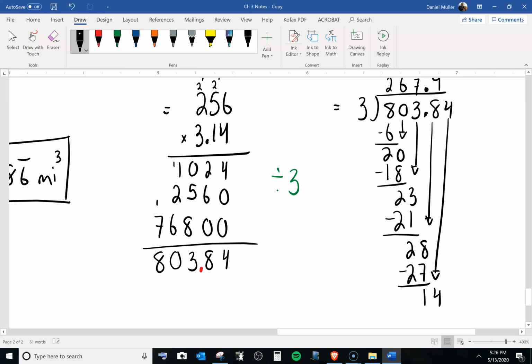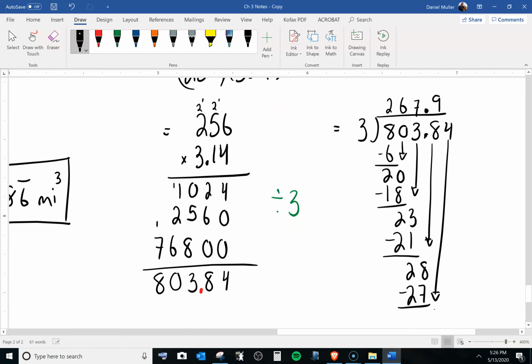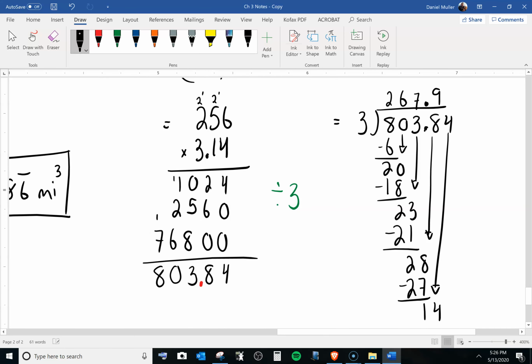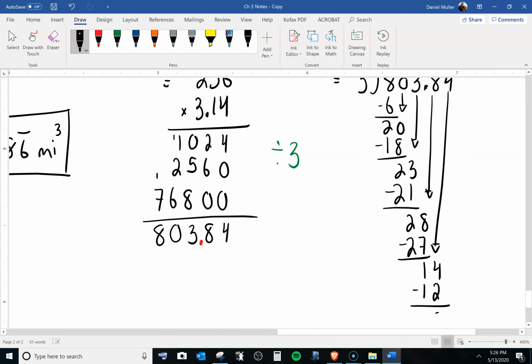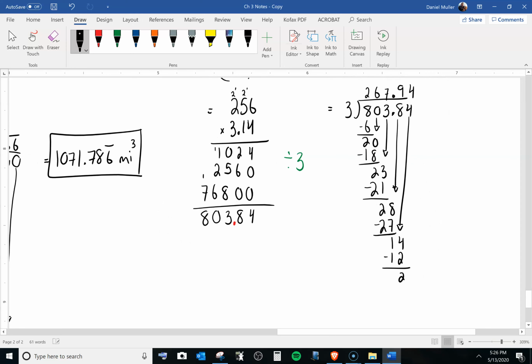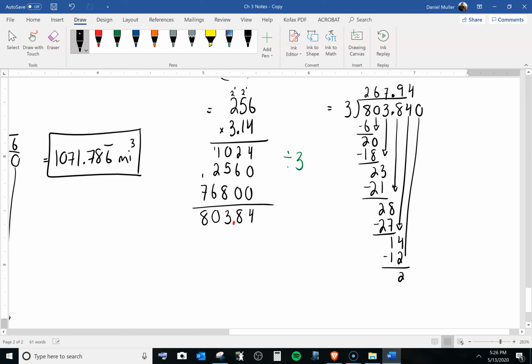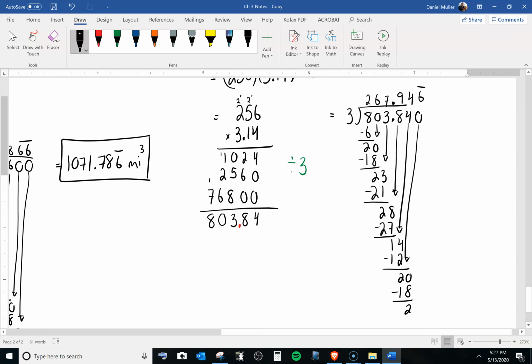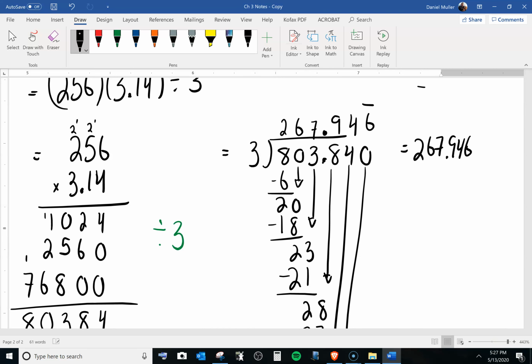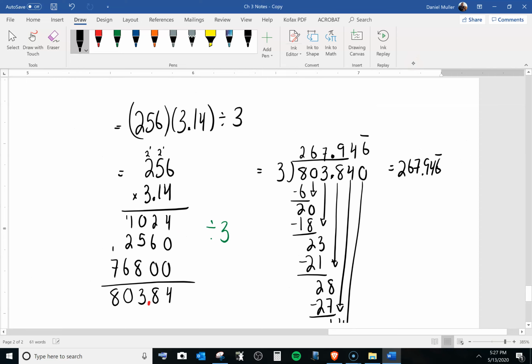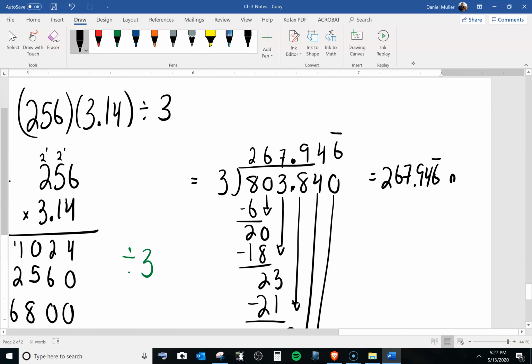So 14. 3 goes into 14, not 5, 4 times. 4 times 3 is 12, which leaves a 2. And there's that 2 again. So you're going to put a 0 here and then bring down that 0. You're going to get 20. It's going to be a 6. 6 times 3 is 18. Remainder of 2. You're always going to get 20, so that 6 is repeated. So, which equals 267.946 repeated, whatever our units are. Meters. Meters cubed.